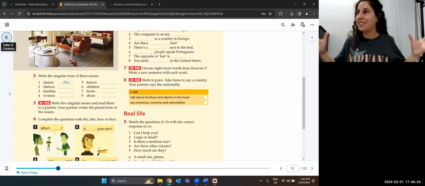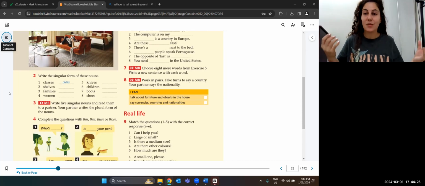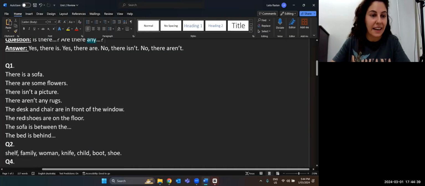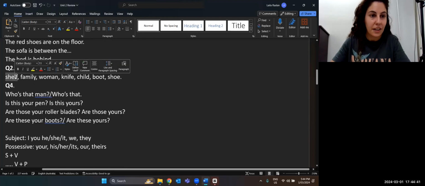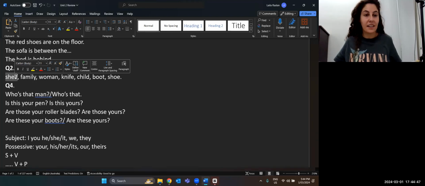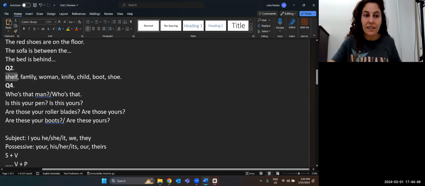Now, we looked at our nouns and we know we have singular nouns, which just means one, and plural nouns means many. So classes, singular, class. Shelves, shelf, yep, so it has an F, shelf. And if I said families, there are many families in this area that are Colombian. If I want to talk about just one, family, my family, that's talking about one family.